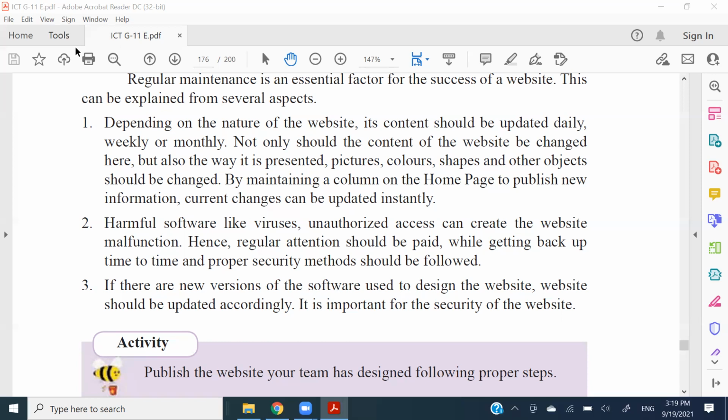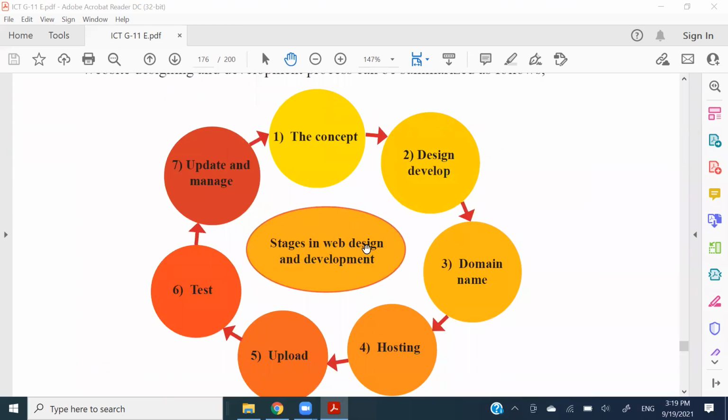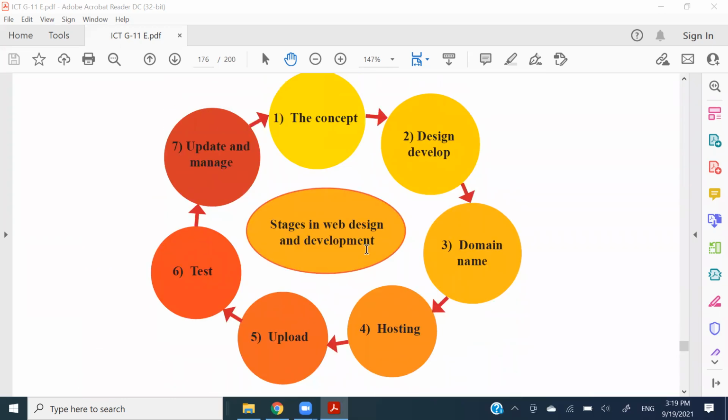All right. So, yeah, that would be the end of the HTML lesson. Here they have given you a summary of the things we have to do when we are hosting a website. You should have a concept first, how the website is going to be designed, or what purpose it is going to meet.